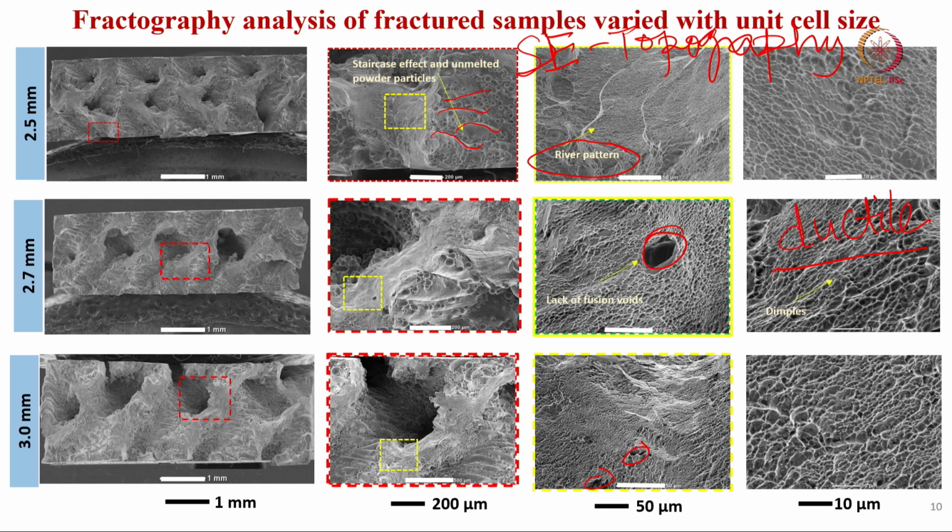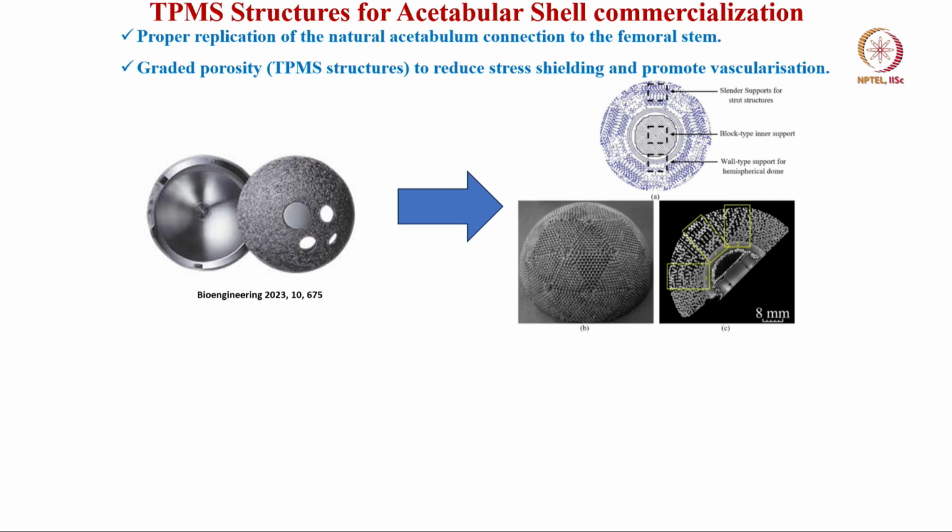The learning that you get from this kind of slide is that when you start using the scanning electron microscope, you should start with the lower magnification, then progressively step up the magnification to see more and more finer details, and eventually you would be able to see the signatures of these ductile fractures, what has happened in this particular material. So, these TPMS structures for acetabular shell commercialization.